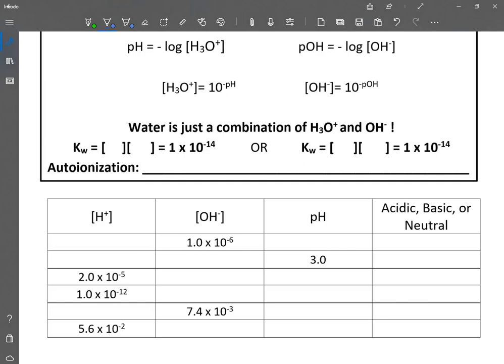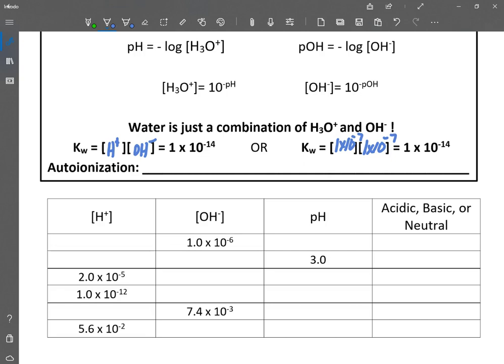What this is going to tell us, if we know the hydrogen ion concentration, we can come up with a hydroxide ion concentration. If we're talking about water, the hydrogen ion concentration is 1 times 10 to the negative 7th, and the hydroxide ion is also going to be 1 times 10 to the negative 7th. All right, what does this mean?